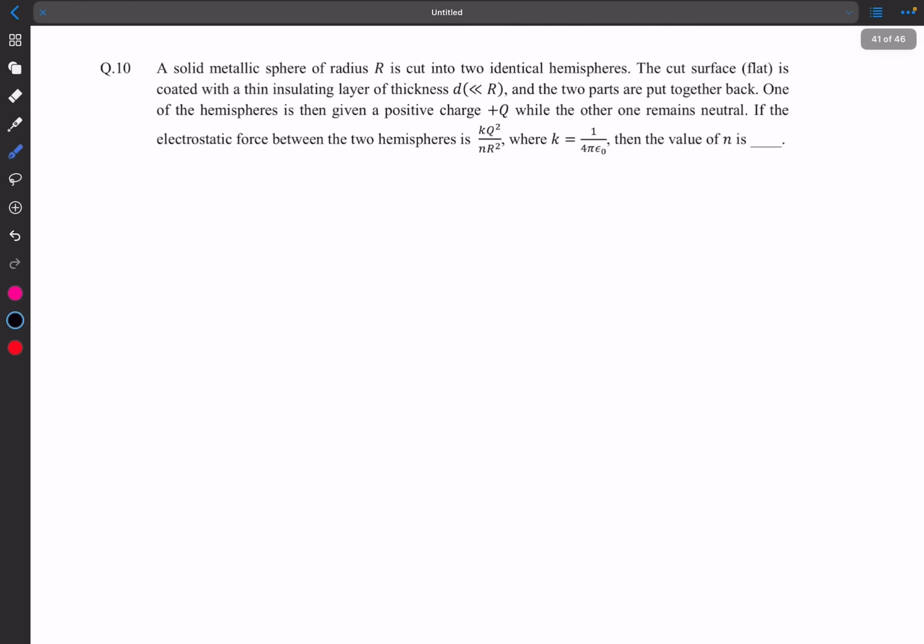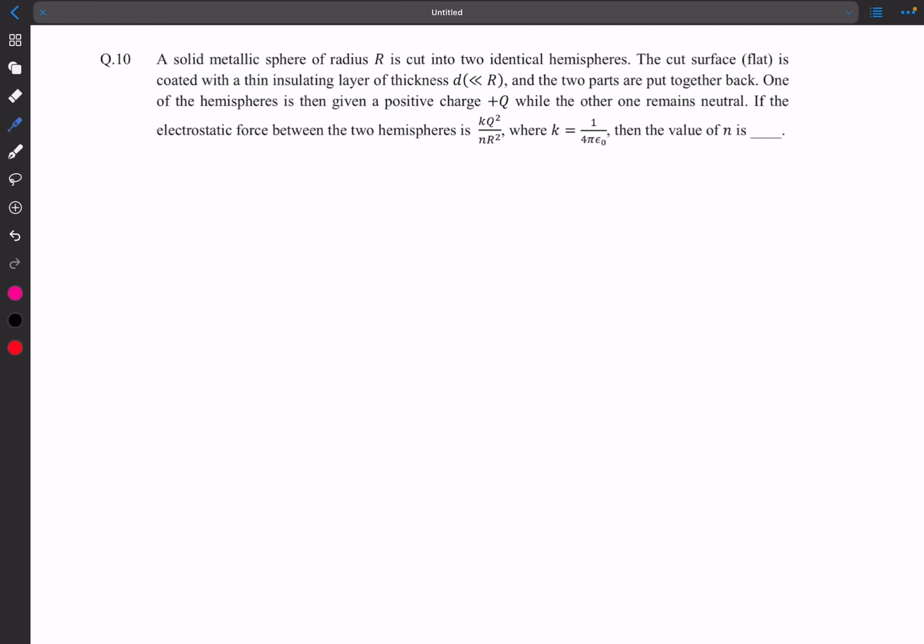So now moving on to question 10. So here we have, there's a similar problem like this and 200 more puzzling problems.